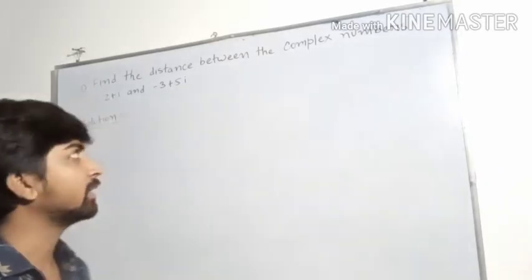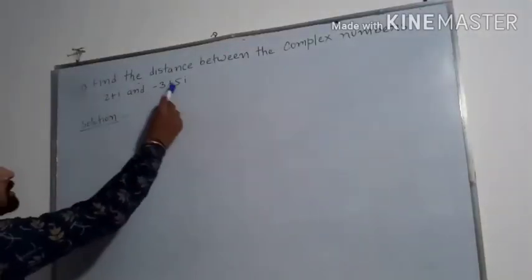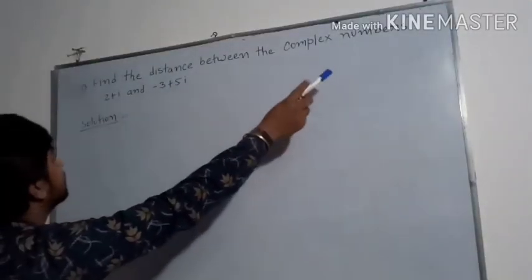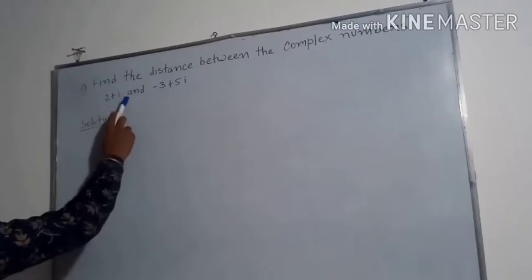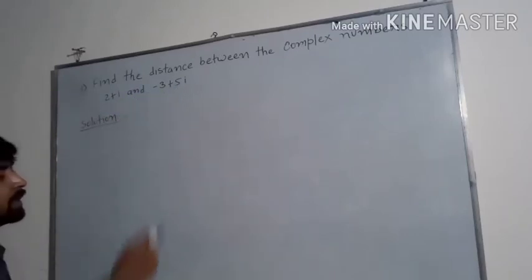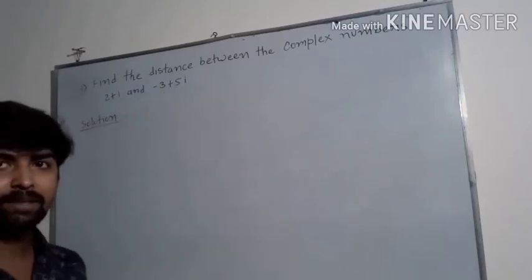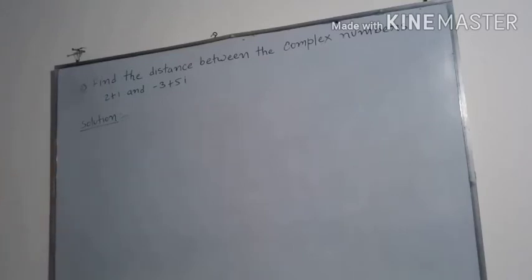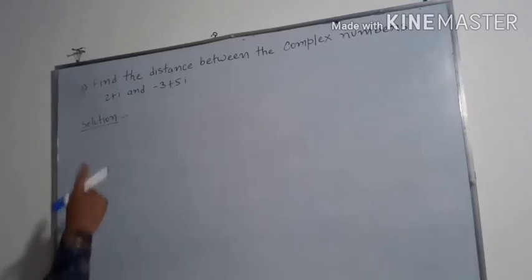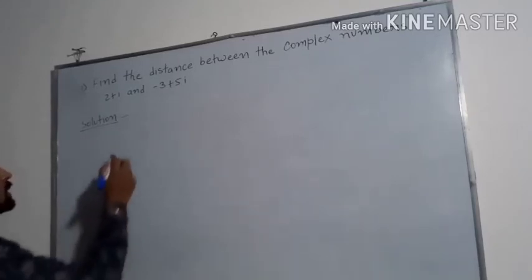One question is there: find the distance between the complex numbers 2 plus i and minus 3 plus 5i. There are two complex numbers, 2 plus i and minus 3 plus 5i. We have to find out the distance between these two complex numbers.